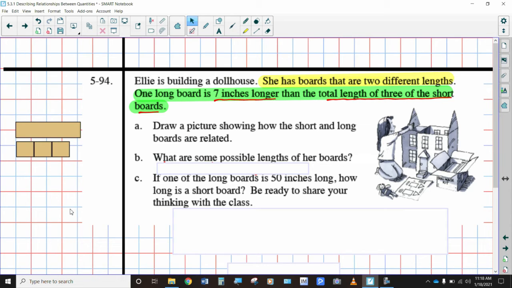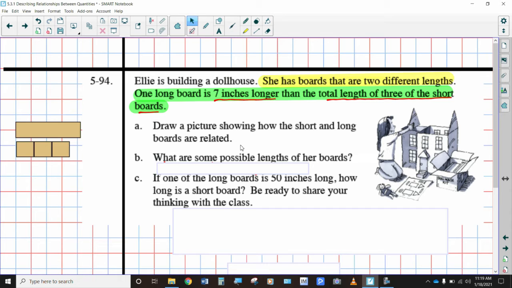In this situation, there could be anything, right? Because there's no information in here that tells us the total length of all the boards put together. So you could say each one of these were 1, and this would have to be 7 more than 3, because 1 plus 1 plus 1 is 3. 7 more than 3 would be 10. So this could be 10, and each one of those could be 1. Or each one of these could be 5. So it'd be 5, 10, 15. So this would have to be 22, since 22 is 7 inches longer than 3 of these put together. Okay, so you come up with a possible combination of the different lengths.